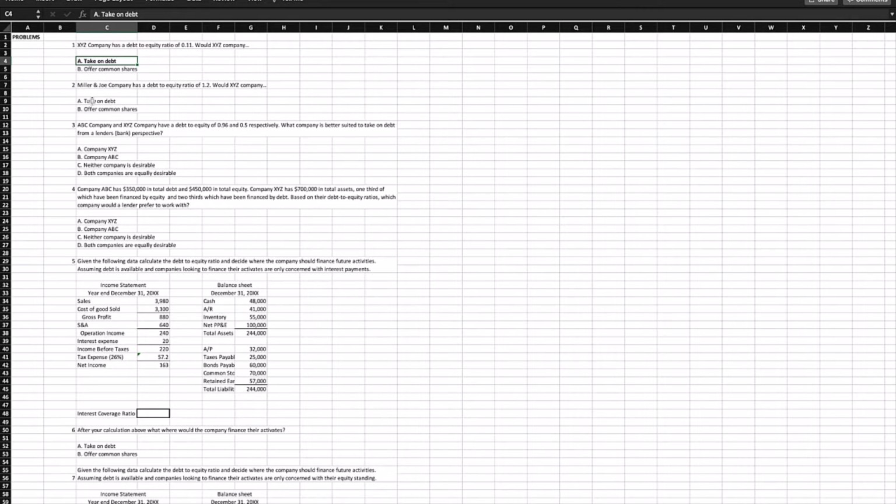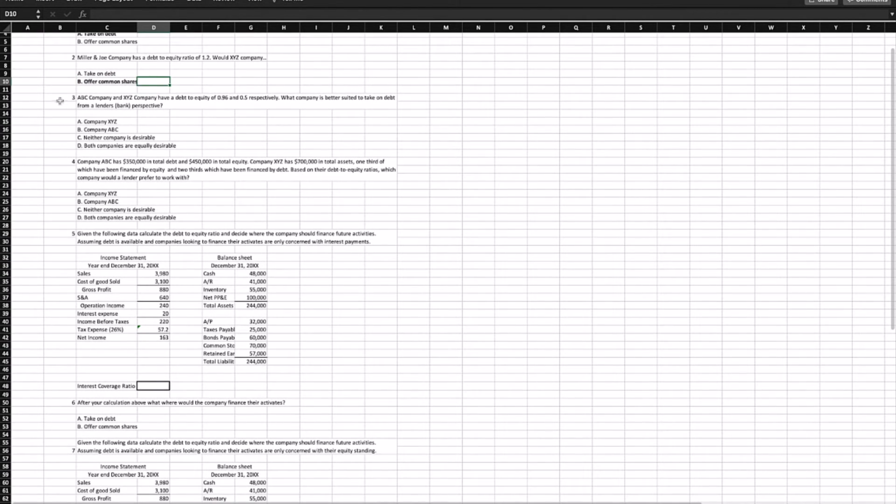Number 2, Miller and Joe Company has a debt to equity ratio of 1.2. What should the company do? In this example, there is 1.2 times as much debt as there is equity. So they have $1.20 of debt for every $1 of equity. So I'd advise that they don't take on more debt because they have a lot of it as it is.